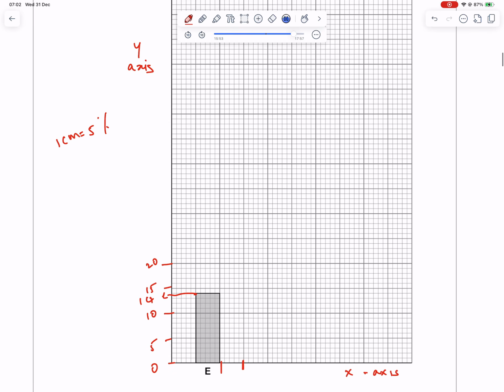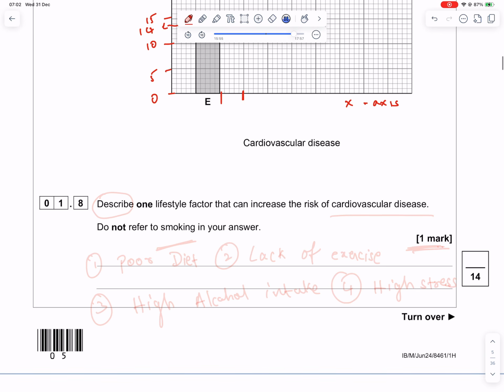Let's move on to the last sub-question in question number 1, the last one we will be reviewing in this video. It says describe one lifestyle factor that can increase the risk of cardiovascular disease. And again, this is for 1 mark. It very clearly says do not refer to smoking, because smoking has already been given as part of the question as a risk factor. Now, I am going to give you a few risk factors. Any of them is acceptable.